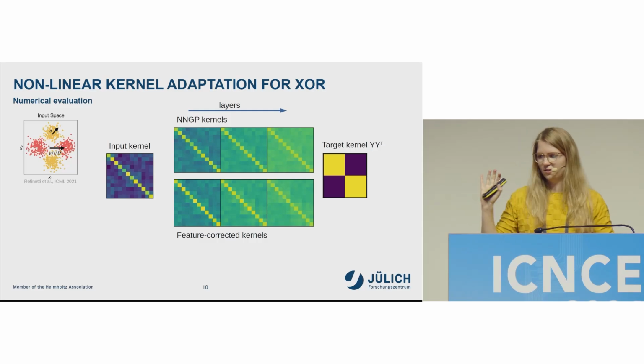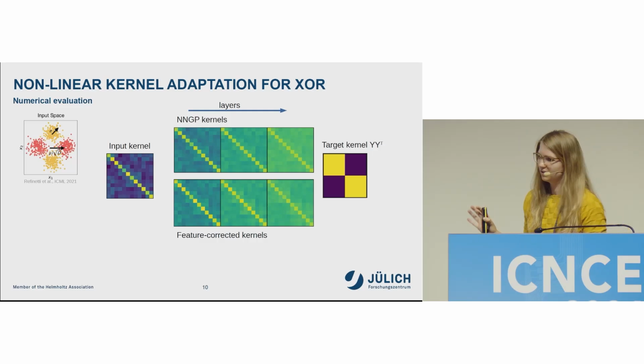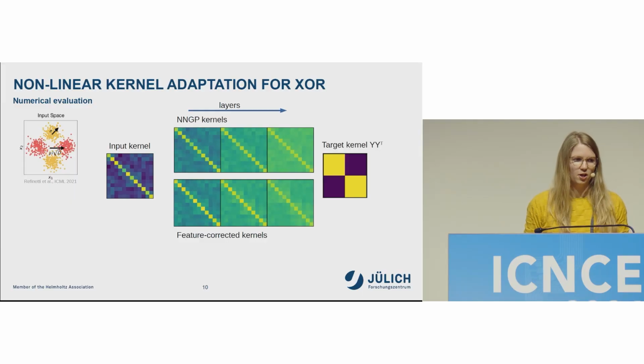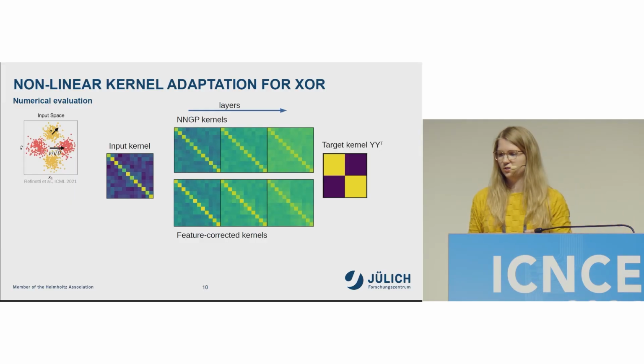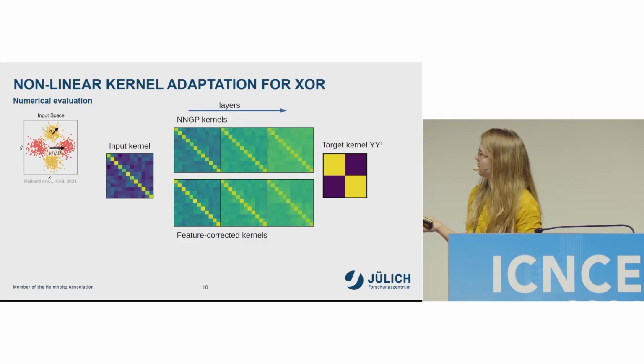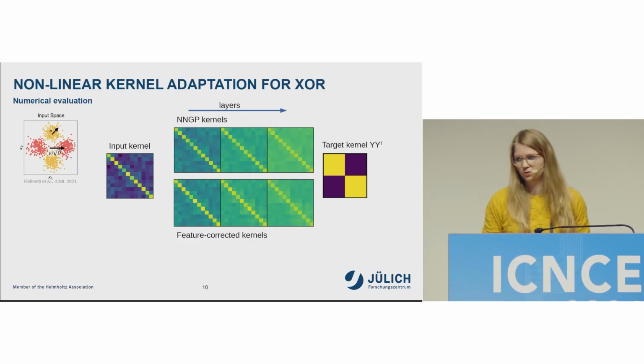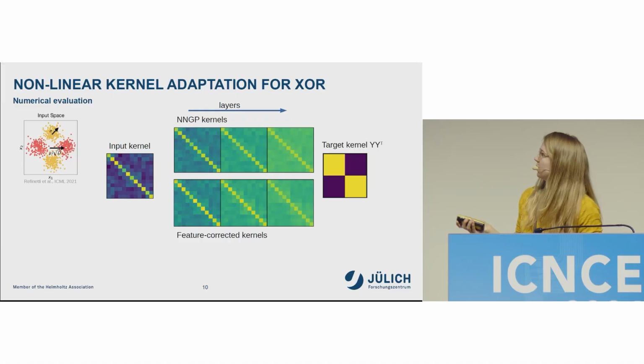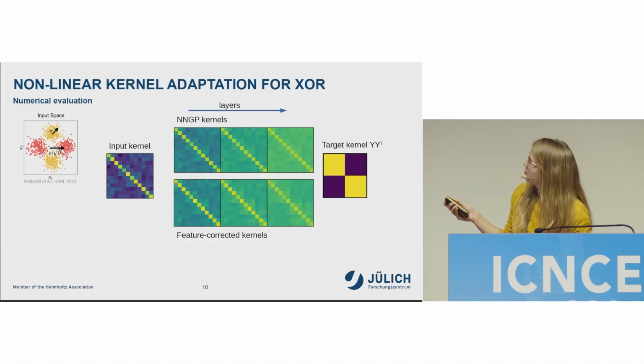And now on top, I show you what the NNGP looks like across layers. There, basically the only thing that mainly changes is the scale. So there's no block structure being learned by the network, because it doesn't have any information about the labels a priori. And then down here, I show you the feature-corrected kernels that we compute in this work, where you can see how slowly this block structure emerges over layers.